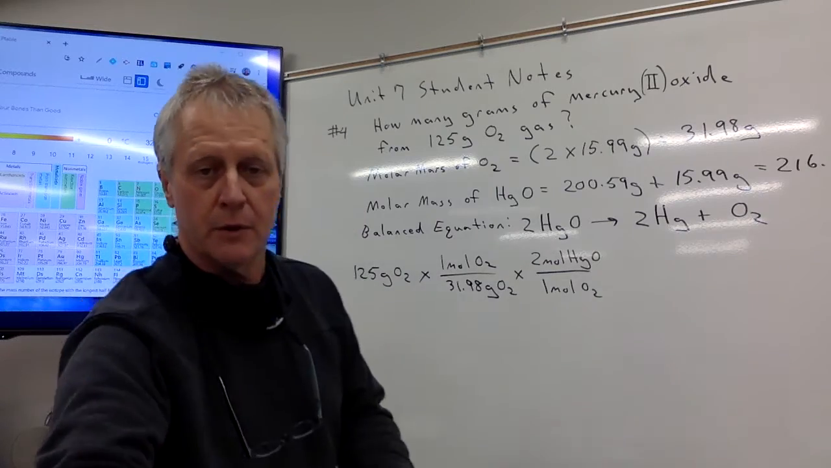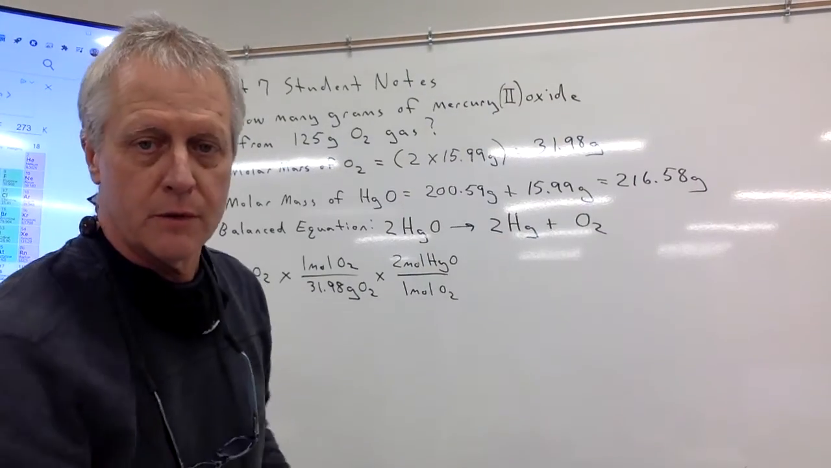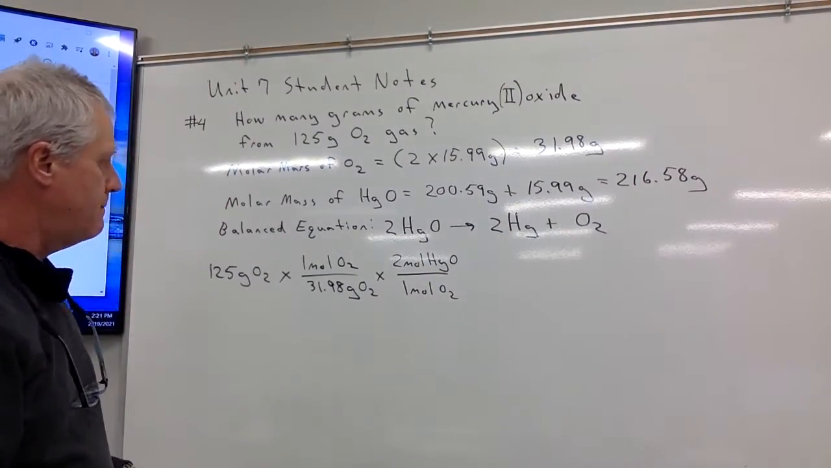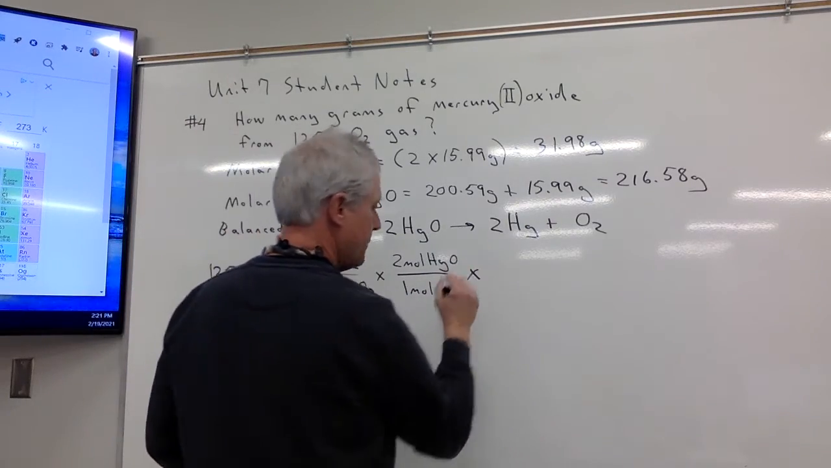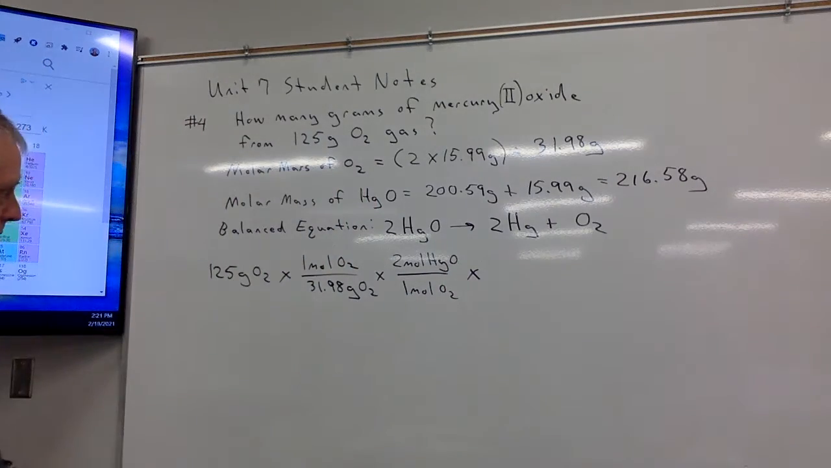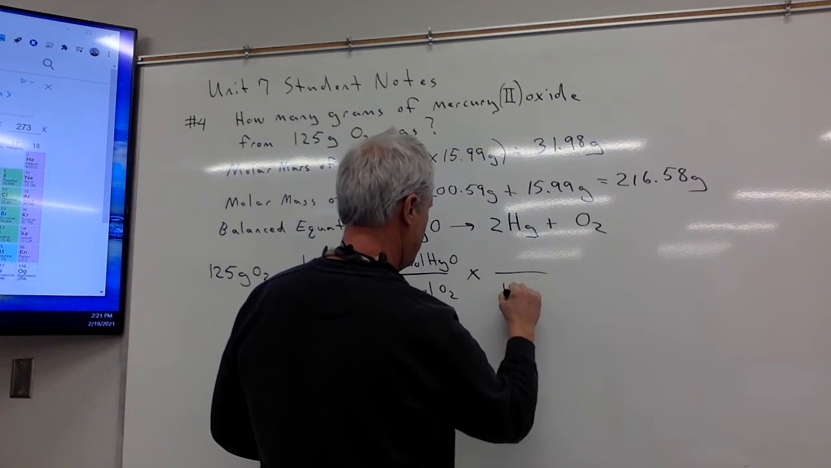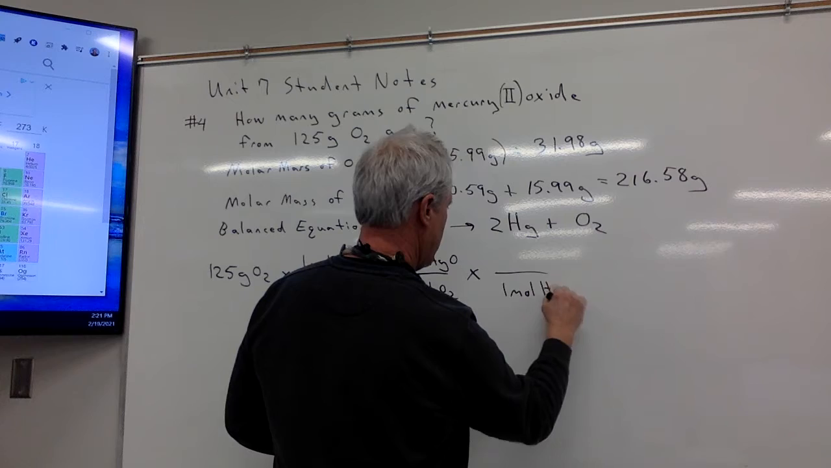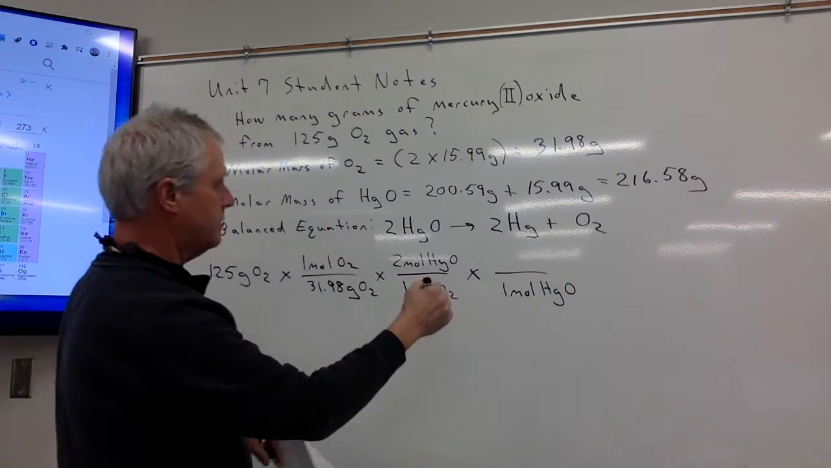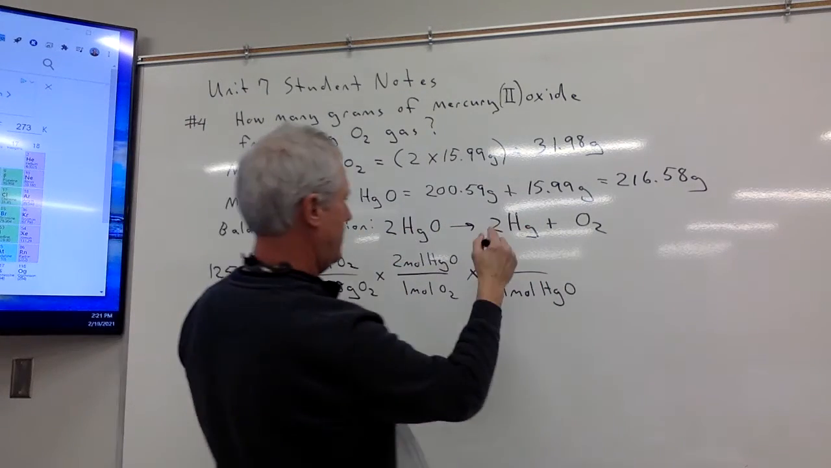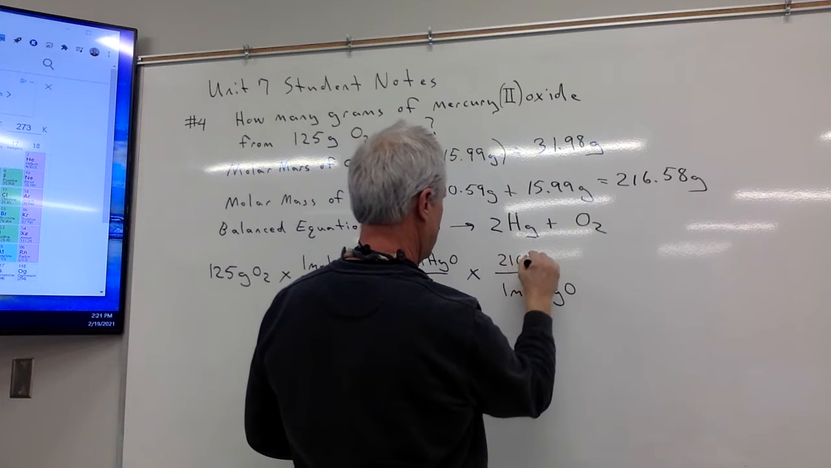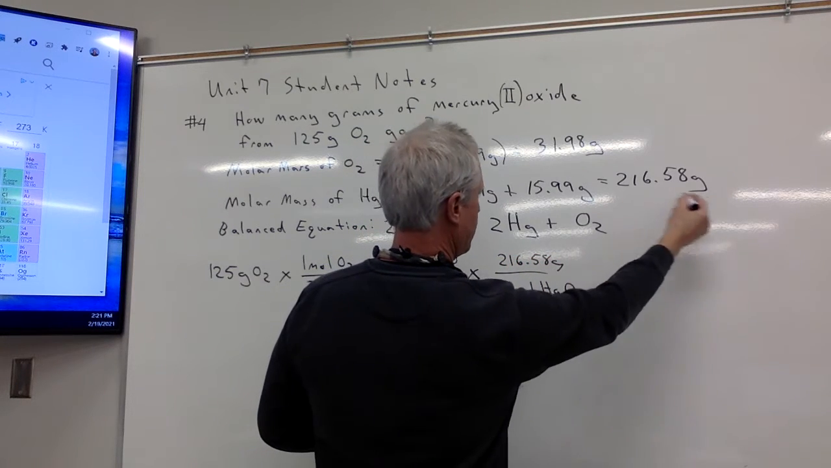Okay, I'm going to switch our just a little bit this way. All right, now, so what we want to do next is we want the mole ratio for the mercury oxide. So in 1 mole of mercury oxide, there is 216.58 grams. That comes from here.